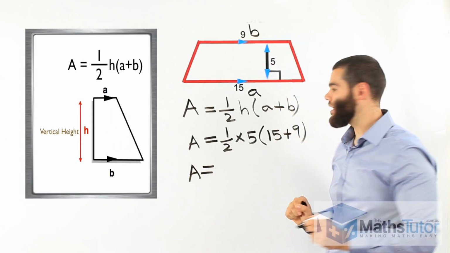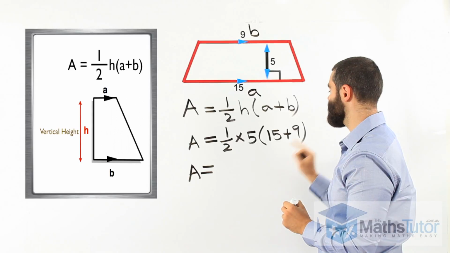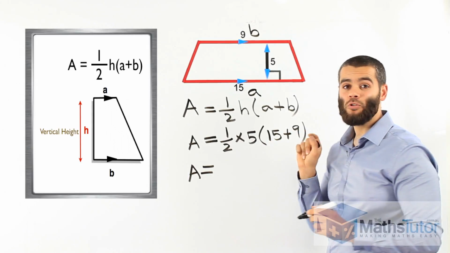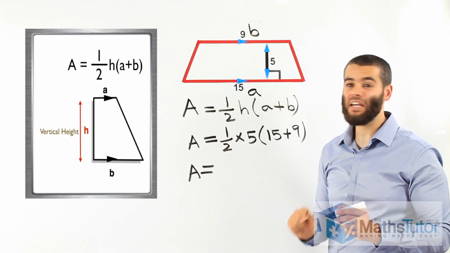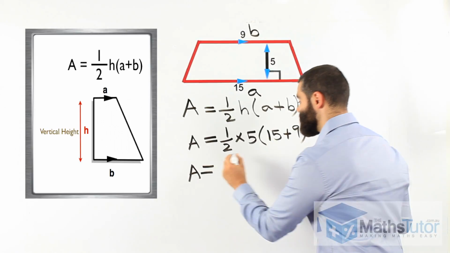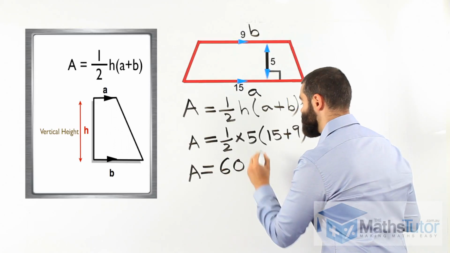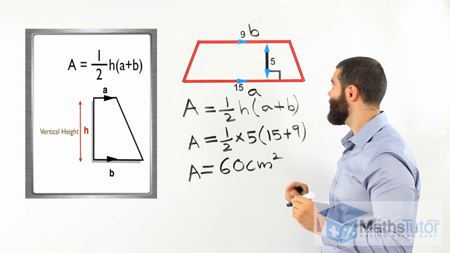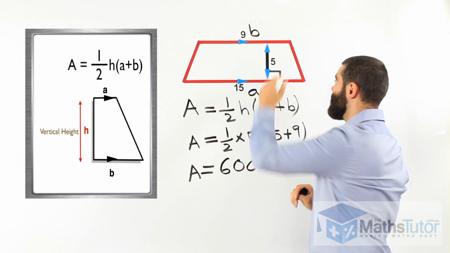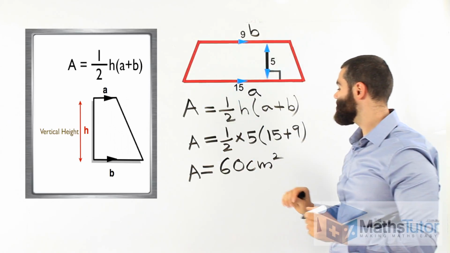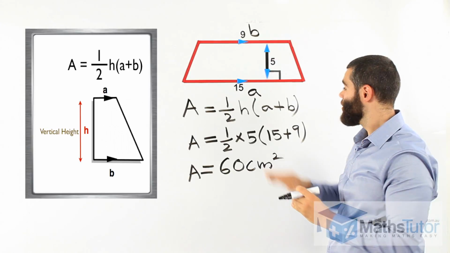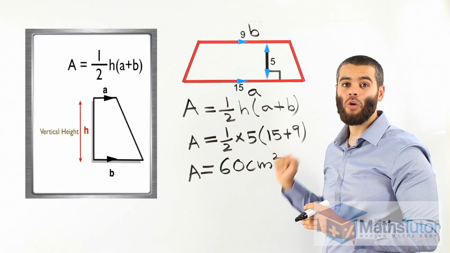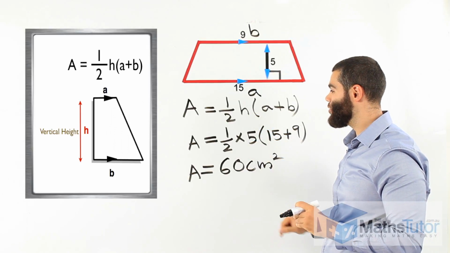And again, put it in your calculator. Half times 5, open bracket, 15 plus 9, close the bracket. Always, when you put it in, double check your calculator. It's so easy to make mistakes. Double check and you should get 60 square centimeters. So the area of this trapezium, the area inside, is 60 square centimeters. Very important: formula, working out, answer. You'll always get full marks for showing your formula, your working out, and your answer.